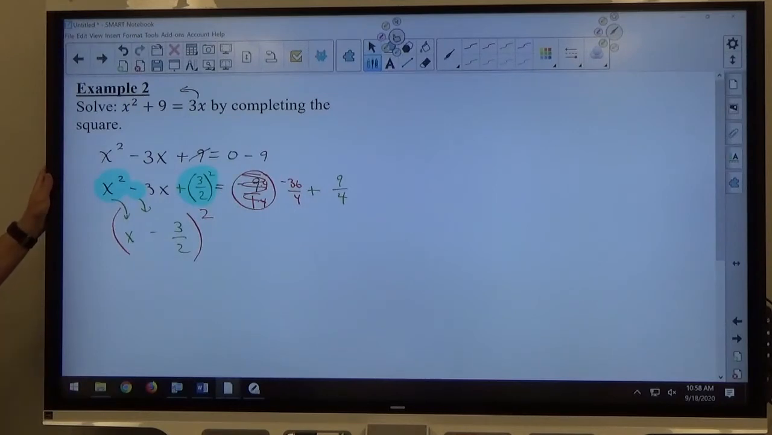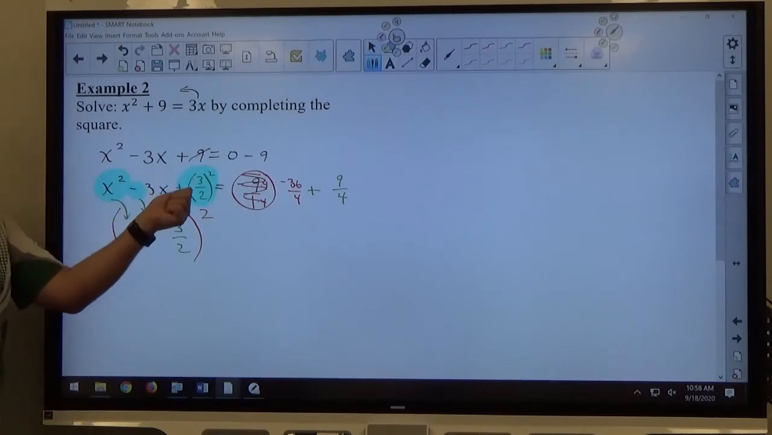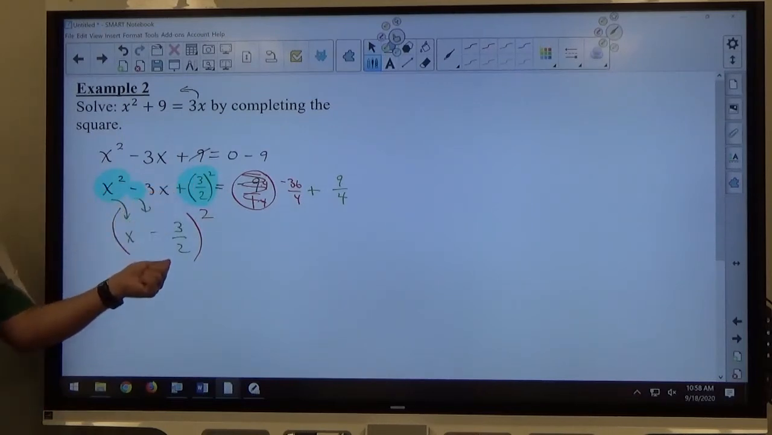So is it not squared in the parentheses because it's already squared on the outside? Well, if I squared it, it's 9/4, right? And the square root of 9/4 is 3/2. If I write it as 3/2 squared, I just chop the power off.